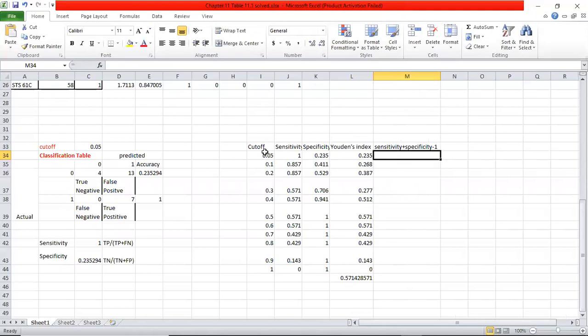For each value of cutoff probability, I'm trying to find the Youden index. Here, if I give 0.05 as my cutoff probability, I got the sensitivity as 1 and the specificity as 0.23, which I have updated here. Using that, I have found the Youden index. Similarly, I'll update my cutoff probability as 0.1. Then I got 0.53, 0.857 and 0.411, and using that I have found the Youden index.